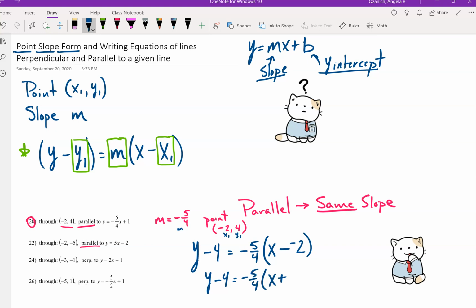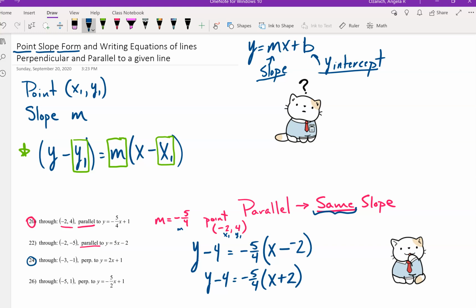And if you want to take it even further, you could distribute your slope and add 4 to both sides and convert it from point-slope form to slope-intercept form. But really, I'm not interested in you guys having to do that part of it right now. What I want you to get used to is using the formula, using your slope, using your point, identifying parallel lines with the same slope, and then we're going to move on to perpendicular lines here in just a minute.